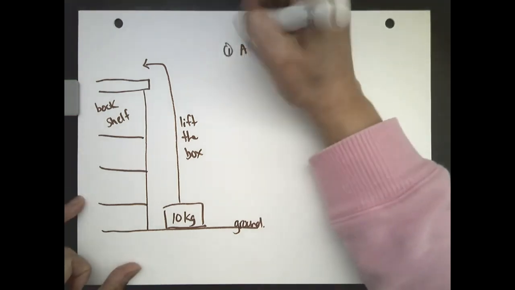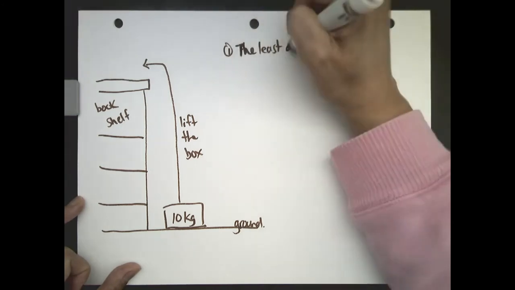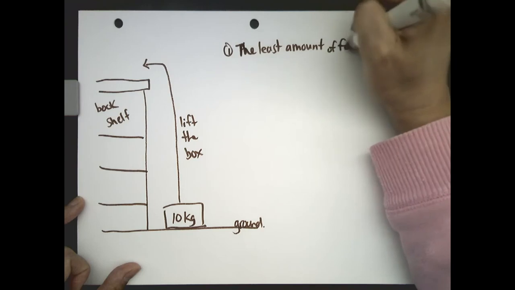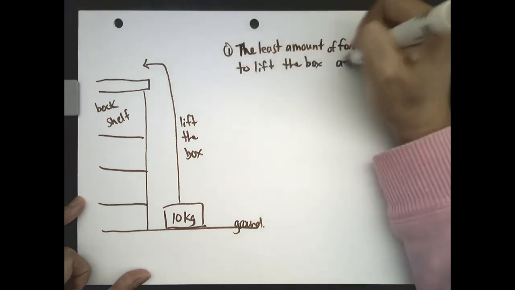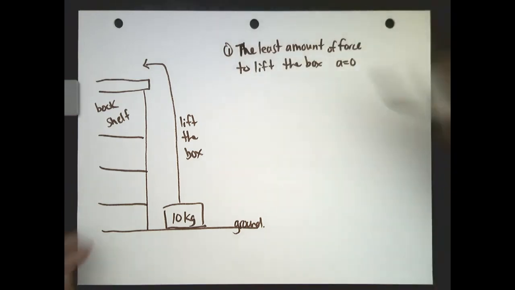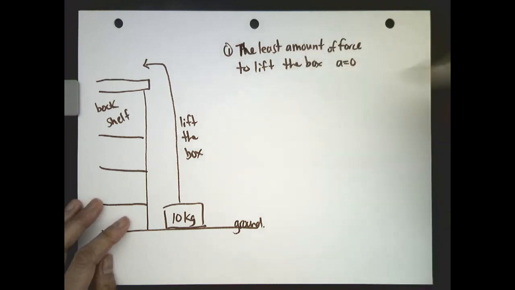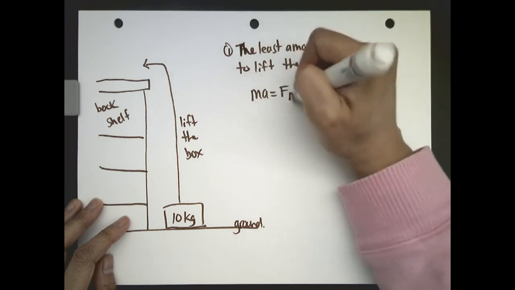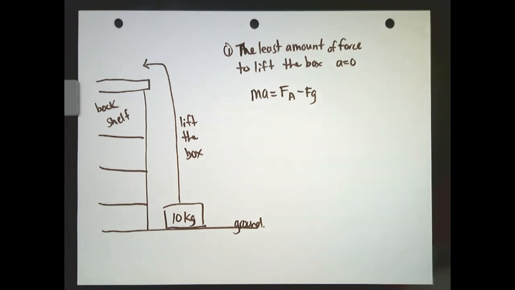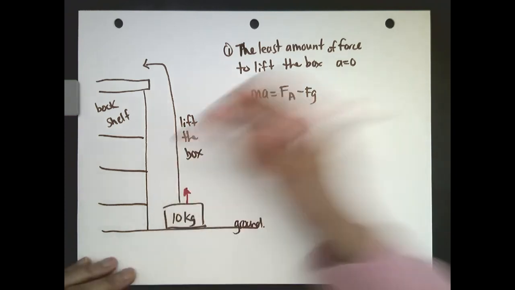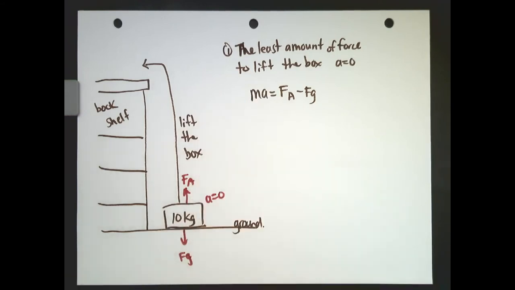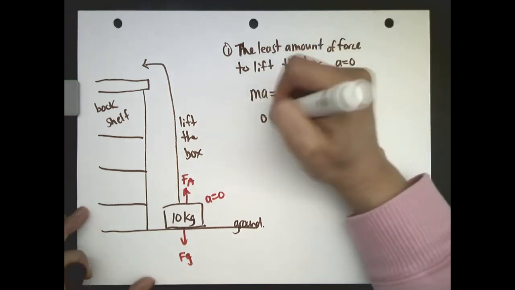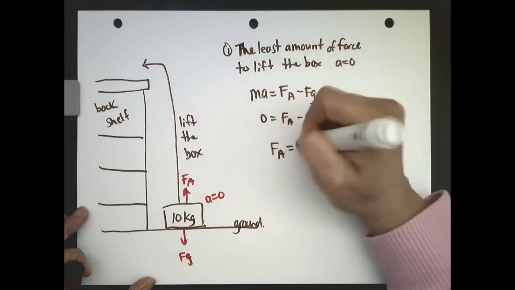So the least amount of force to lift the box. In this case, a is going to equal 0, because that takes the least amount of force. If there's an acceleration, that's going to give you more force because F equals ma. So ma is equal to the applied force minus the gravity. Because remember, when you're lifting the box, if we did a free body diagram, this is FA because you're going to lift it, but you're also lifting it against gravity. And we're going to make sure the acceleration is 0. If acceleration is 0, then that means the applied force is equal to gravity.